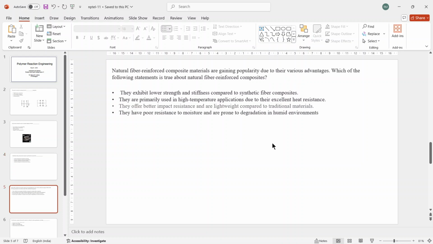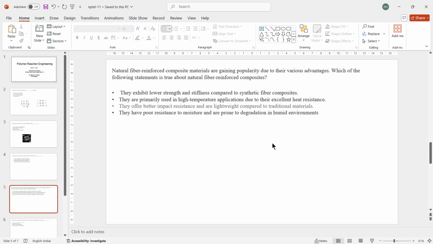Next, we have: natural fiber reinforced composite materials are gaining popularity due to their various advantages. Which of the following statements is true about the natural fiber reinforced composites? First is they exhibit lower strength and stiffness compared to synthetic fiber composites. So they actually can show a similar kind of strength and stiffness, just like the synthetic fiber composite. So the first statement is not entirely true.